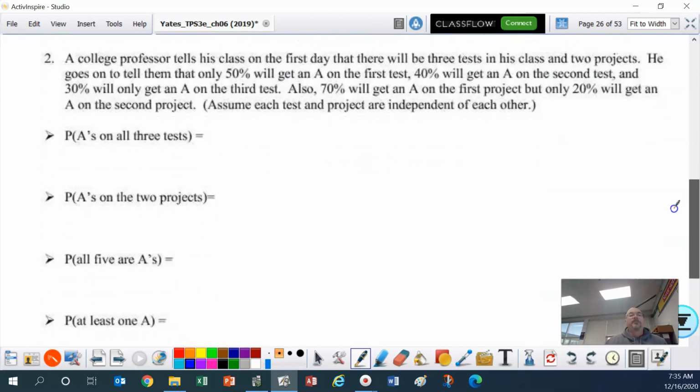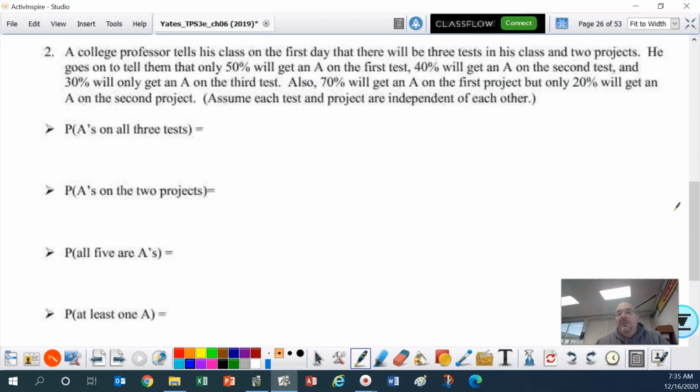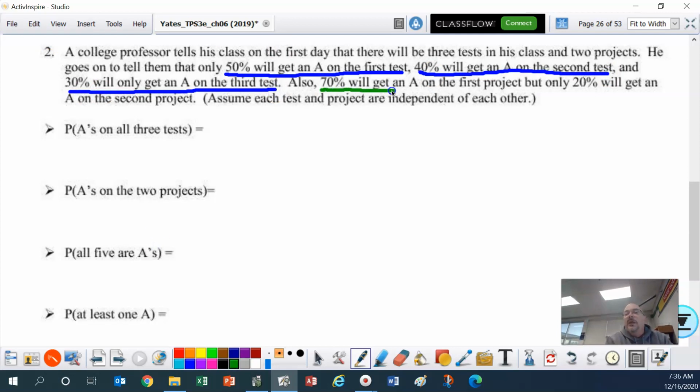All right, moving on. A college professor tells his class on the first day that there will be 3 tests in his class and 2 projects. He goes on to tell them that only 50% will get an A on the first test. Okay, I'm going to do some highlighting here. 40% will get an A on the second test, and 30% will get an A on the third test. Then he goes on to say 70% will get an A on the first project, 20% will get an A on the second project. I've had professors like this.